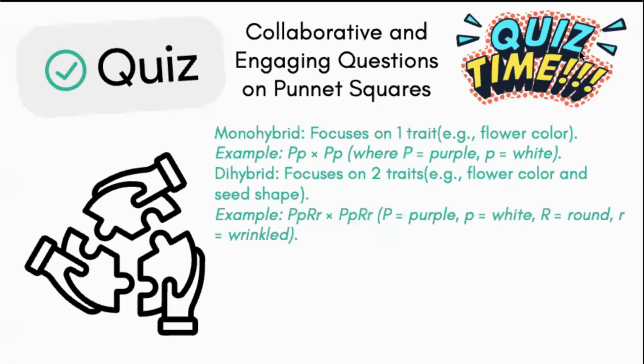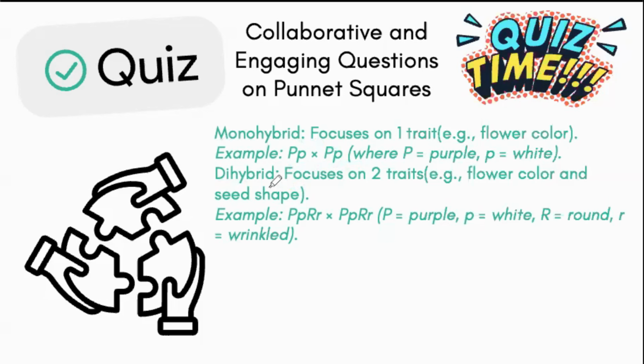Now let's try to complete a quiz question together. Before we get started, I want you to understand the two following terms you see here. The first one is called a monohybrid cross, and the second term I want you to know is a dihybrid cross. A monohybrid cross is going to be pretty easy to understand. It's usually one allele with each other.